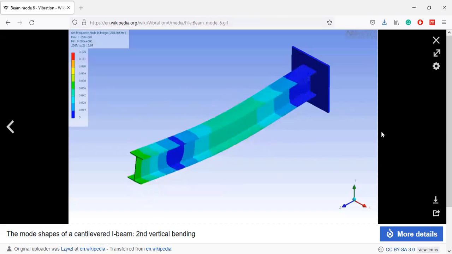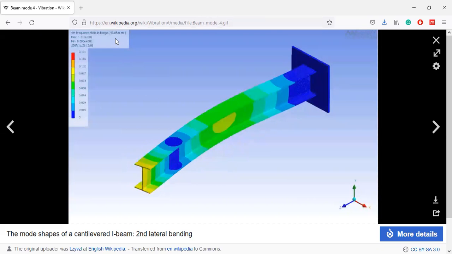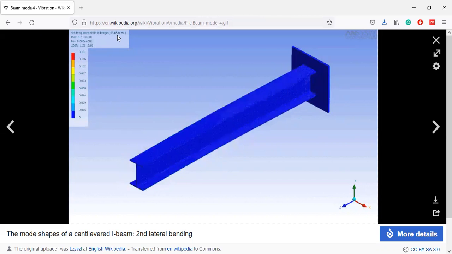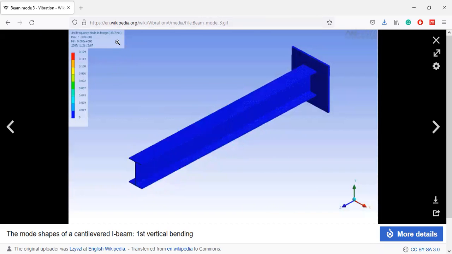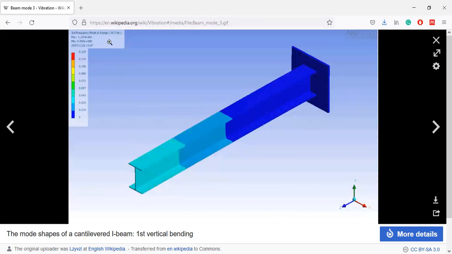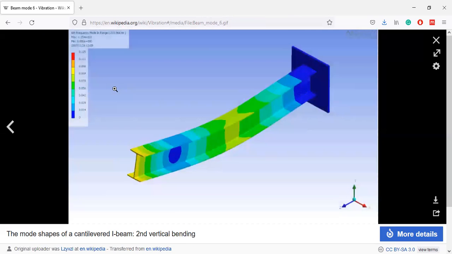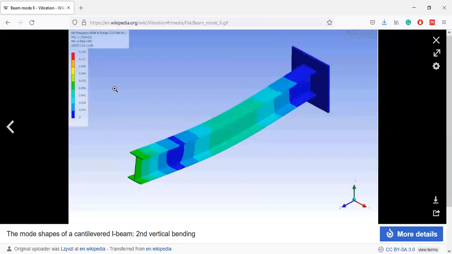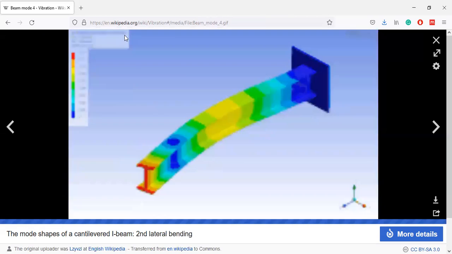Let me check for the first case. This is at 93.65 hertz. Sorry, this is 39.7 hertz, the lowest natural frequency, 39.7 hertz. But let's go to this case. It is 211 hertz.